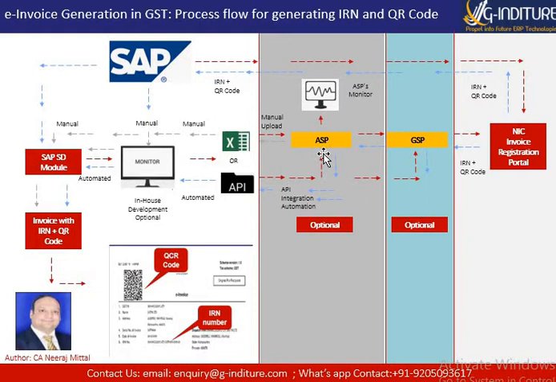Now after this, once this is integrated, the ASP will push the data to the GSP. In a number of cases, ASP and GSP are the same entity, but whether different or the same, this is the process which is followed internally, where the ASP would push the data to the GSP. The GSP in turn will push the data through APIs to NIC. Once the NIC has generated the IRN number and QR code, or if it is not generated, the reason for failure, the IRN is sent back to the GSP, which in turn would send it back to the ASP.